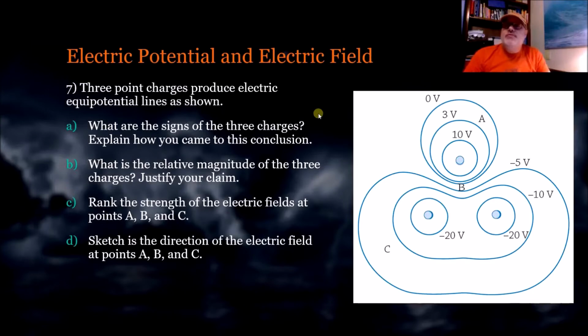All right, question number 7. Three point charges produce electric equipotential lines as shown in this diagram. What are the signs of each of these charges, and how did you come to that conclusion? What's the relative magnitude of these three charges, and justify your claim? Rank the strength of the electric fields at points A, B, and C, and sketch the direction of the electric field at those three points as well.